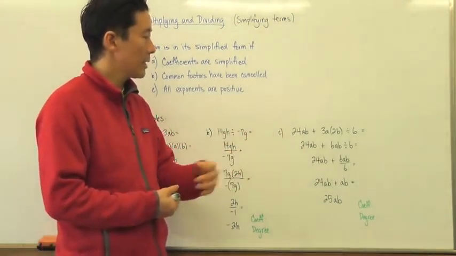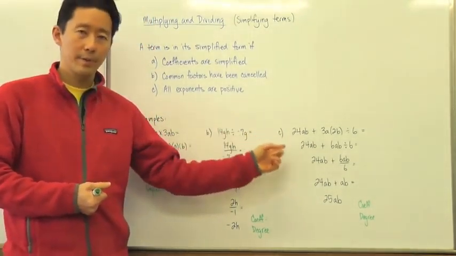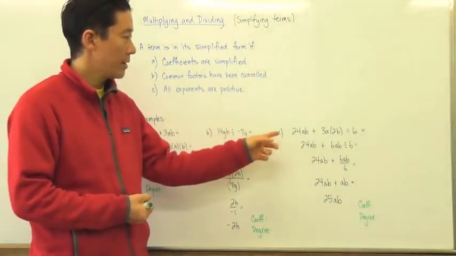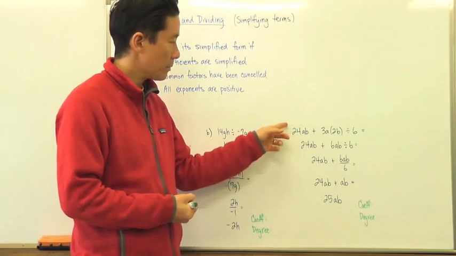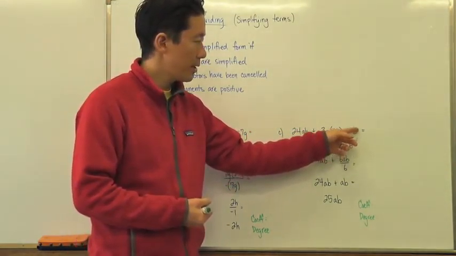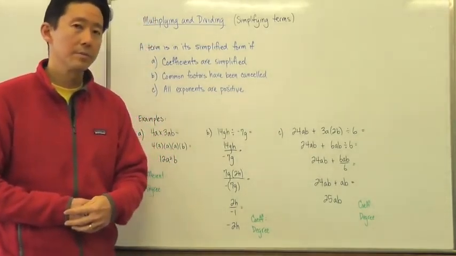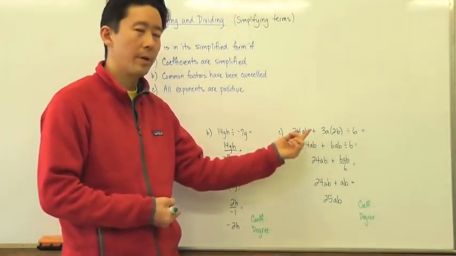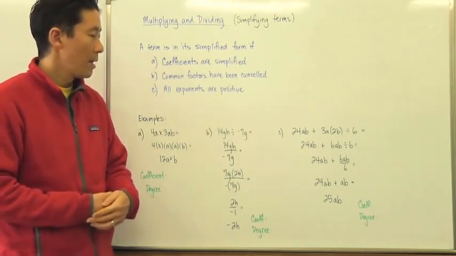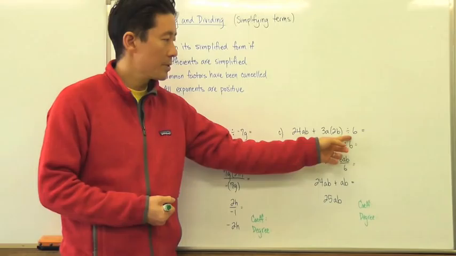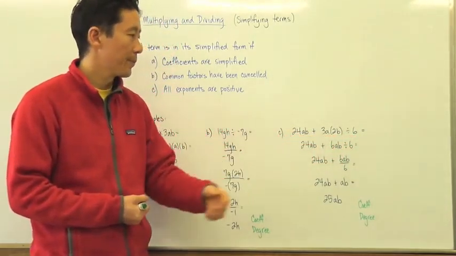Okay, so let's take a look at letter C. Now in this case, there are actually two terms. Here is one term, and here is another term. The reason I know there are two terms in that expression is that they are separated by a plus or minus sign. Now, we cannot simplify this term any further, but definitely we can do some simplification for this term here.